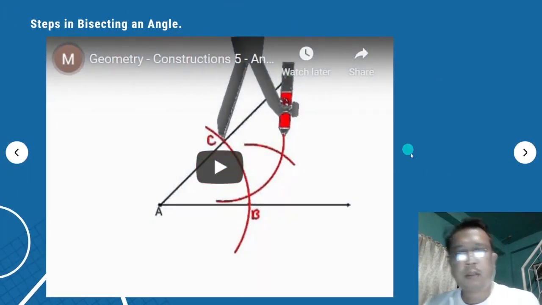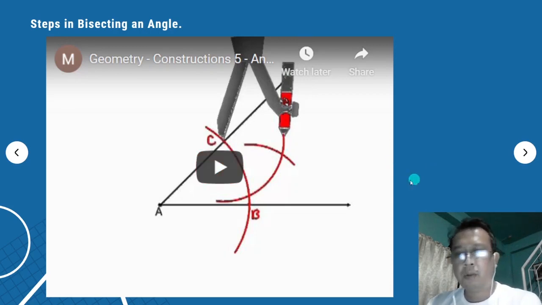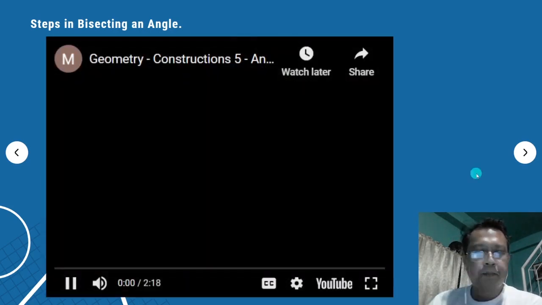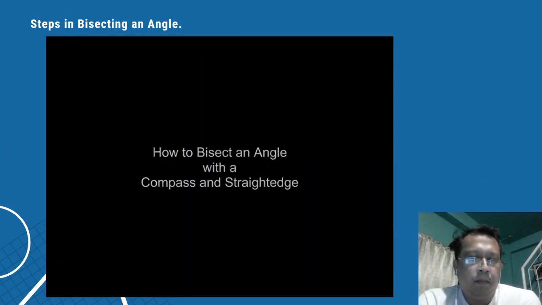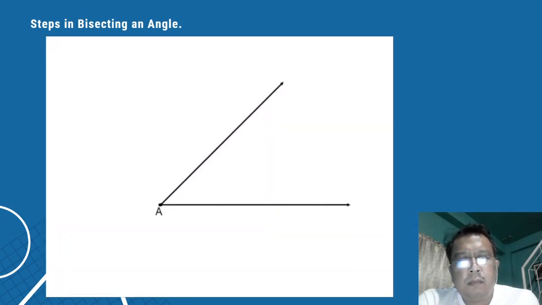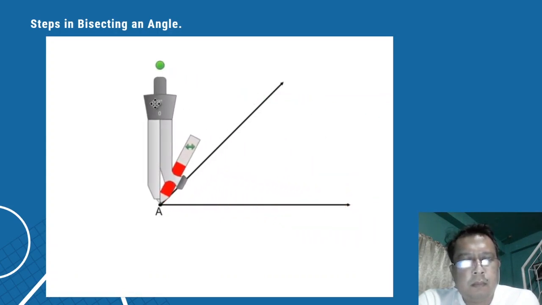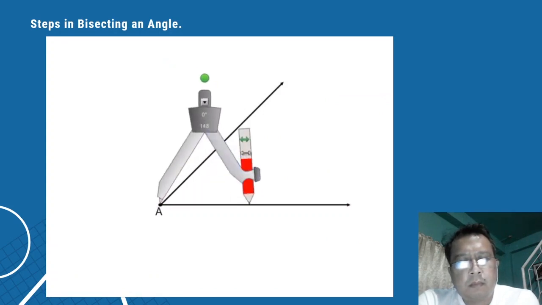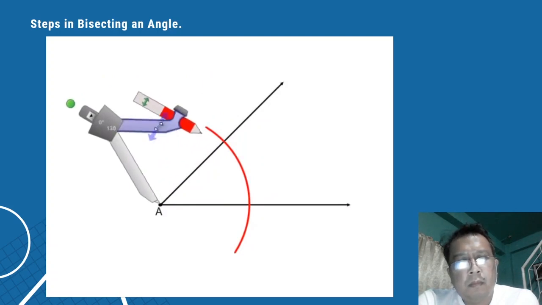Right, next one. How can we bisect an angle? So again, by definition, an angle is the intersection of two lines or two rays, katulad nung unang makikita natin dun sa ating part ng video. So the purpose of this video is to show how to bisect an angle using a compass and a straight edge. So let's see. So we have a given angle A, and what we're going to do is place our compass point on point A, open up our compass arm large enough so that it will be able to intersect both sides of angle A, make an arc.